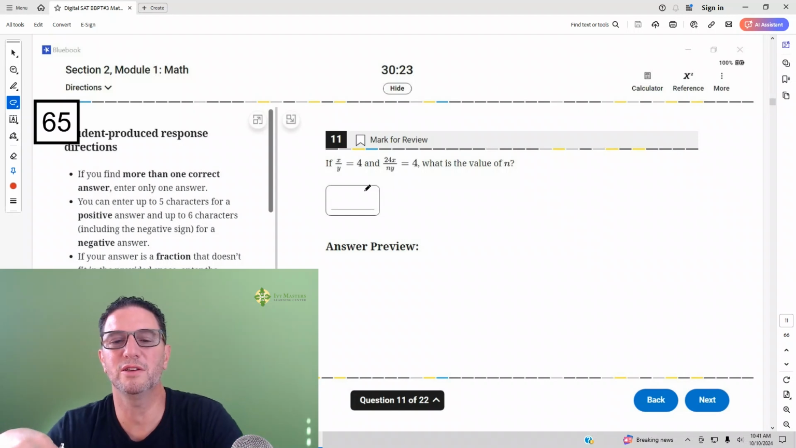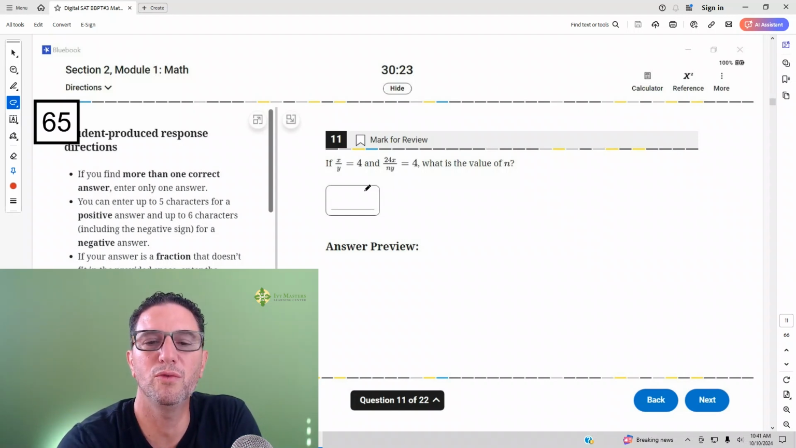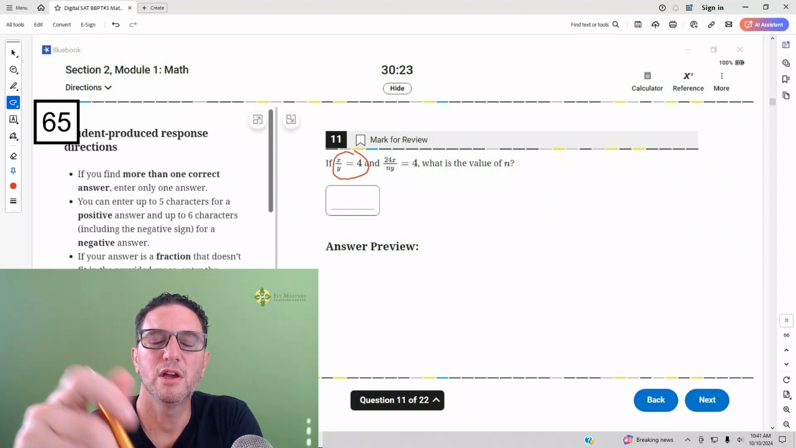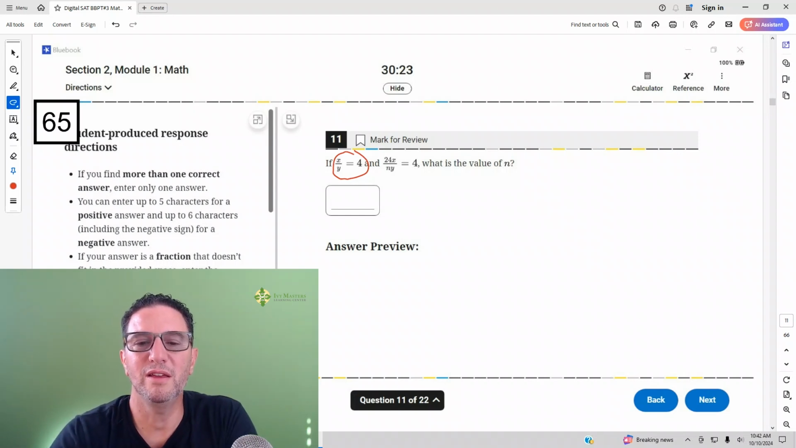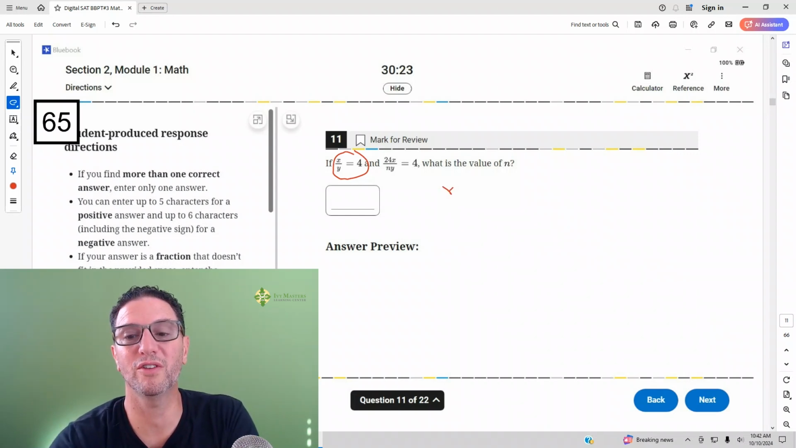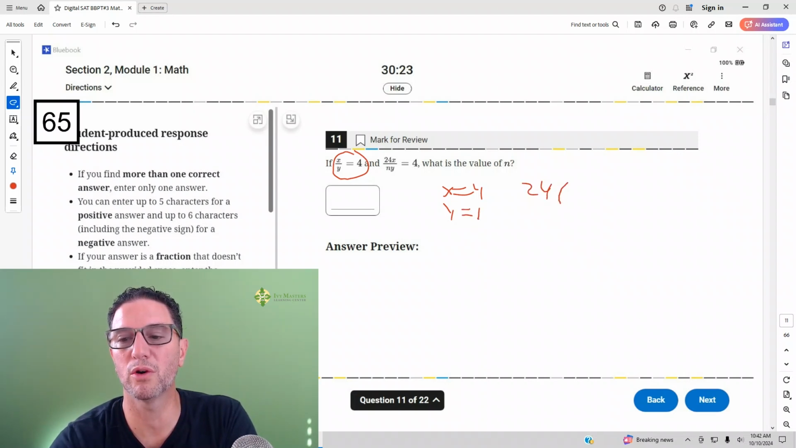Number one is you could pick a value. Whenever you have two variables in an equation, you could pick a number for one and solve for the other one. The easiest thing to pick for x over y equals 4, you might know that 4 over 1 is 4. So let's just say x is 4 and y is 1. Then when I plug in, I've got 24 over 4 times n over n times 1 equals 4.